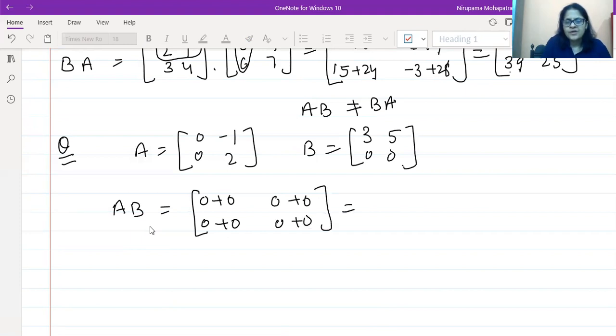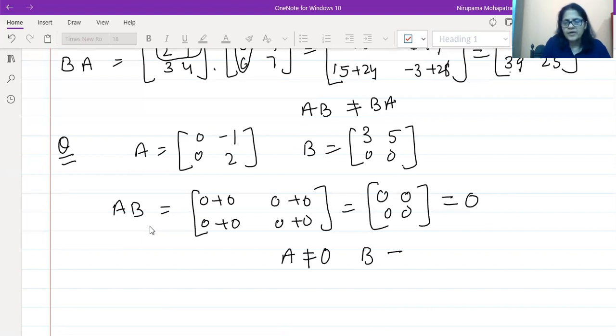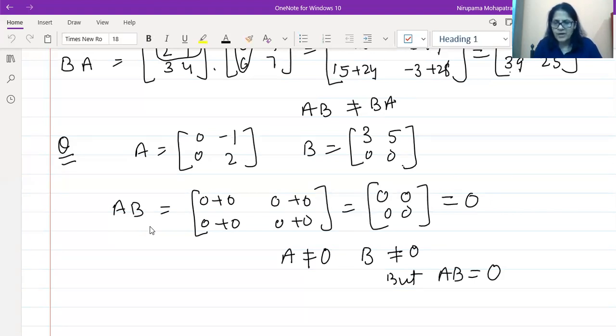So it means you are getting 0 0 0 0, which is a zero matrix. So even if A is not equal to zero matrix, B is not equal to zero matrix, your AB matrix is a zero matrix. So it means even if you are multiplying two non-zero matrices, the product may be zero. It may not be zero, but it may be zero also. It means we cannot say that if the product of two matrices is zero, at least one of them is a zero matrix. So that logic is not valid here.